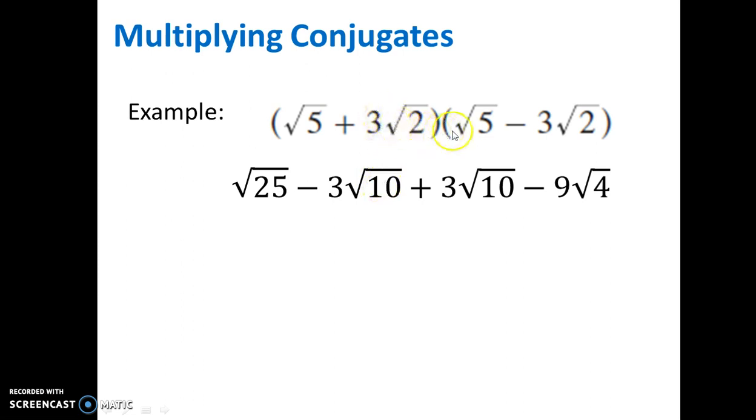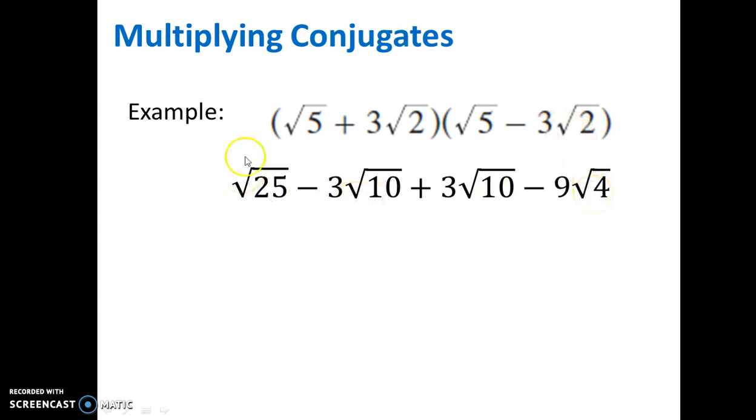Then we're going to multiply this one by the first one. So 3 times this is 3. And then root 2 and root 5 is root 10. And then this one times the last one, we have 3 times negative 3 is negative 9. And then root 2 and root 2 makes root 4.